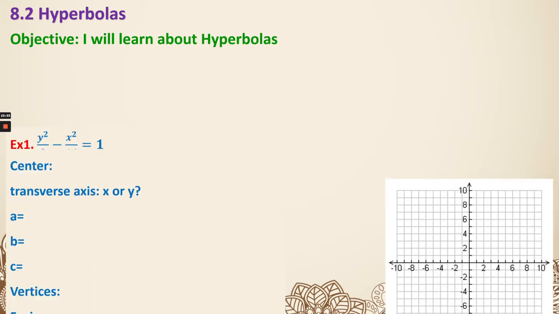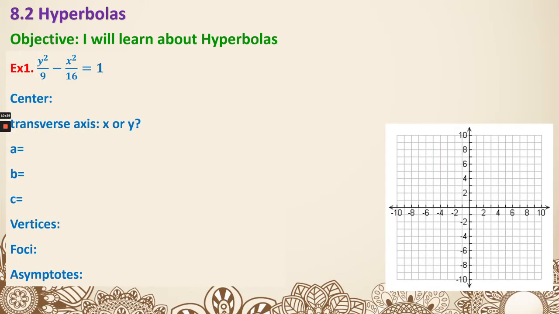So let's move on. Example 1. There's nothing attached to the x or the y. That means my center is going to be 0, 0. My transverse axis will be the variable that is positive. Clearly, my y squared is positive, so that is going to be my transverse axis. And I'm going to draw my center and also my transverse axis.